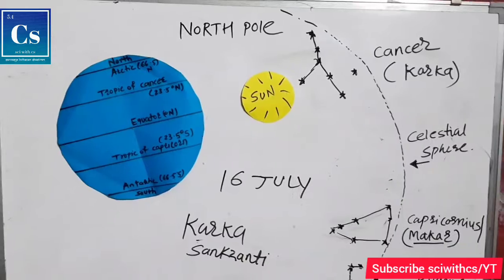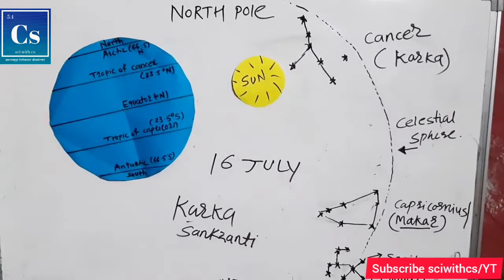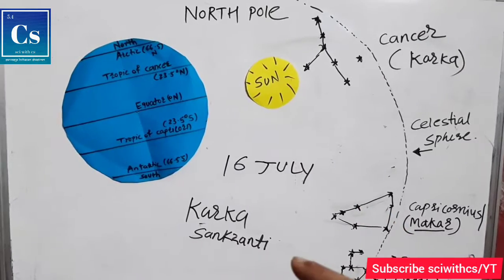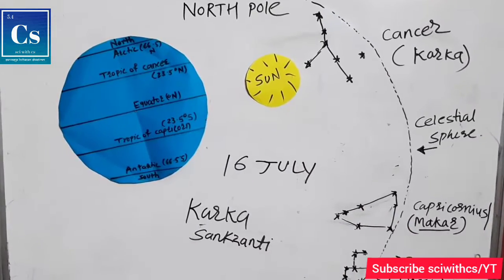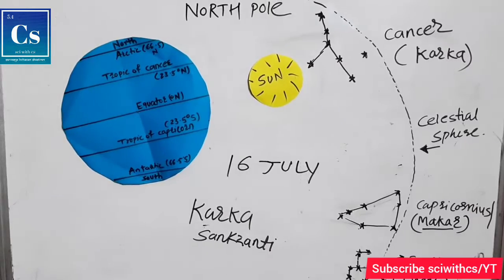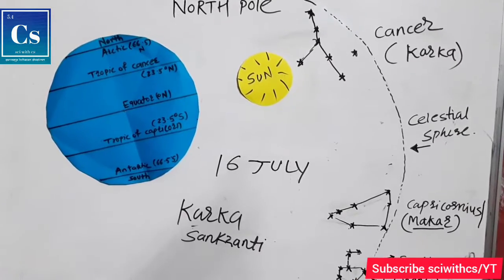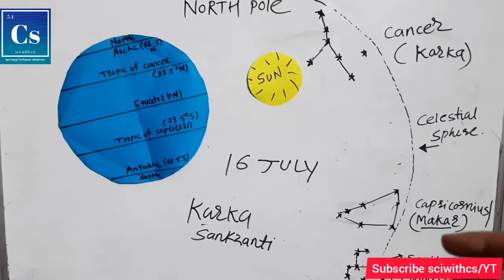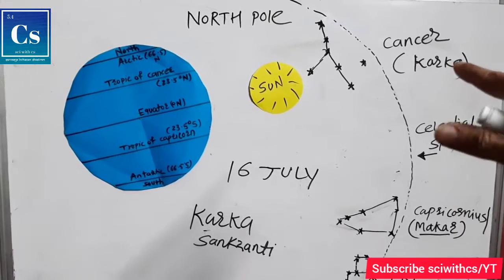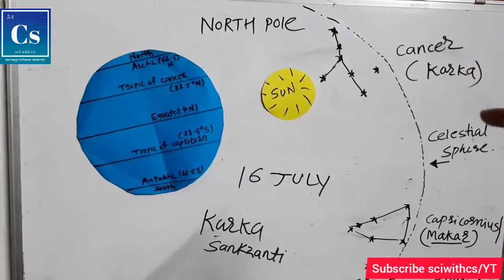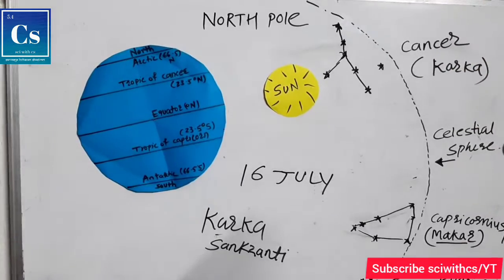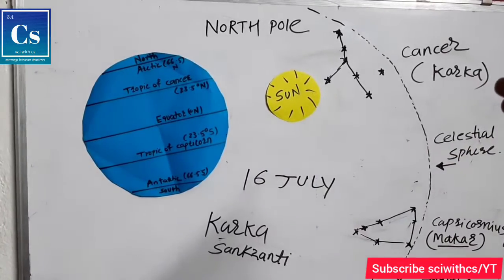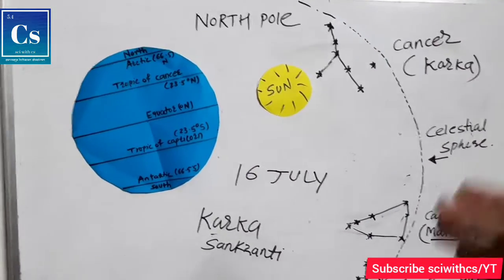After the summer solstice, after a few days, on the 16th of July, Kark Sankranti comes. Kark means the Kark constellation, the Cancer constellation, and Sankranti means the movement of the sun. On Kark Sankranti, the sun will enter the Cancer constellation, the stars of which we see on the celestial sphere. So the people living on the earth will see the sun in the Cancer constellation. That's why it is called Kark Sankranti.